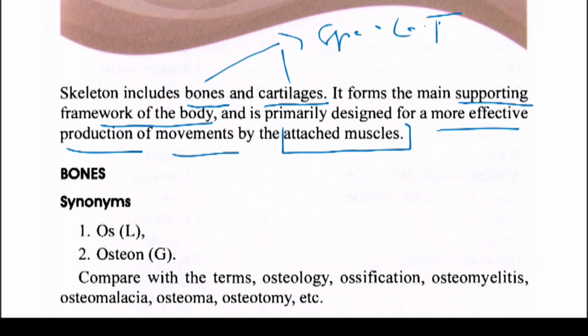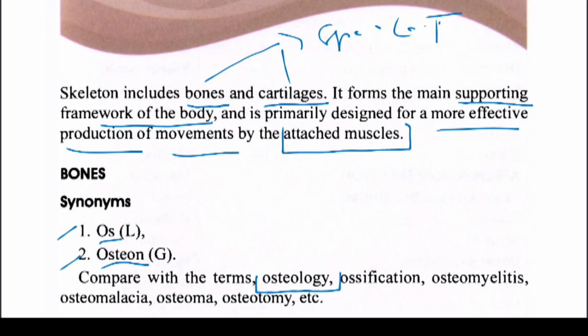If we talk about the synonyms of bone, there are two terms. One is the os, that is a Latin word. L is representing Latin, and another is osteon, that is a Greek word. They both represent the bones as a synonym. So let's know about some terms regarding bone, like what is osteology. As you have studied that osteon is used for bone, and basically osteology means the study of bones.